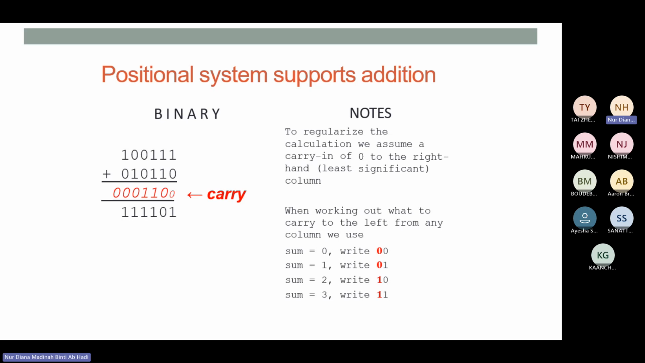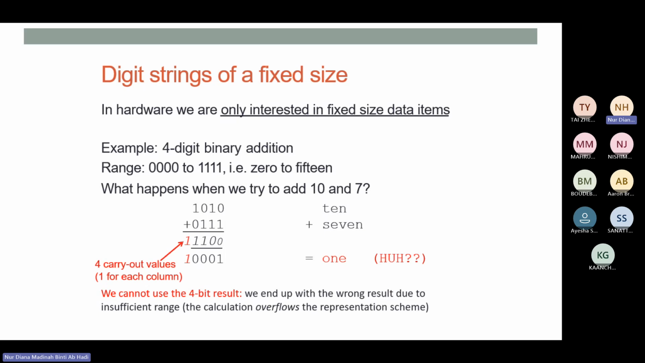Yep. Okay. So this one is the same thing, I don't want to explain again. Okay. So, a digit string of a fixed size. In hardware, we are only interested in a fixed size data item. For example, we have 4-digit binary addition, range 0000 to 1111. What happens if we try to add 10 and 7? 10 and 7. How come it becomes 1? How come it becomes 1?